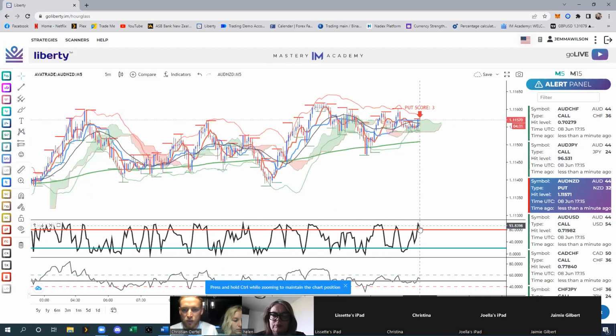And then here is what I was talking about. If you're above the red line, you're going to go for puts. If you're below the green line, you're going to go for calls. So it's about lining everything up. But we're not going to jump in right away. We're going to use the volume meter to give us our entry timing.